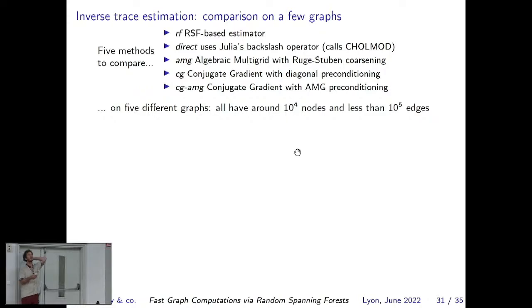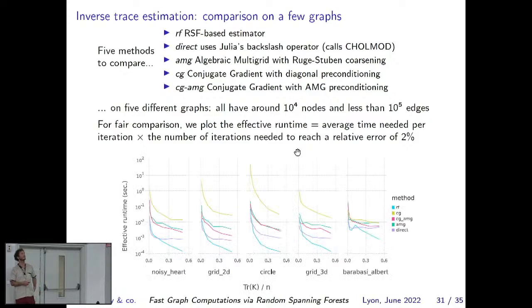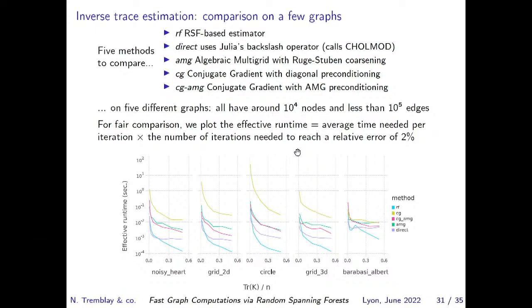On 5 different graphs that have 10,000 nodes and 100,000 edges. For a fair comparison, because all of those are stochastic methods, I'm giving myself from the start an epsilon, an error I allow myself, and I count the number of seconds until the algorithm reaches this relative error. Those are 5 different types of graph. The circle, grid 2D, grid 3D. Barabasi-Albert is a random graph that has a very broad degree distribution. Noisy heart, I don't remember what it is.